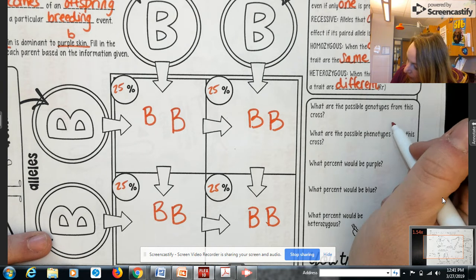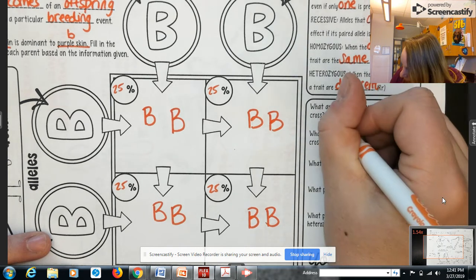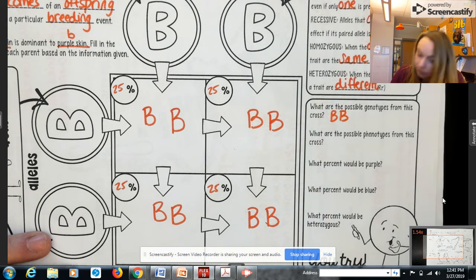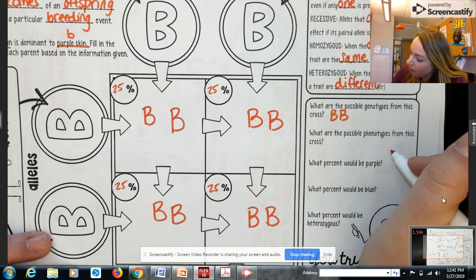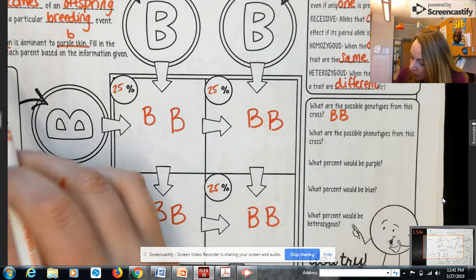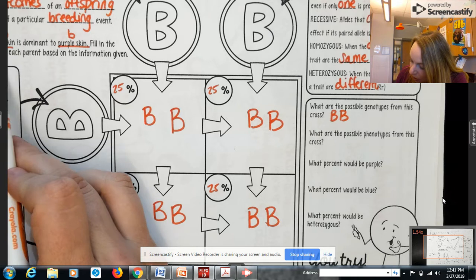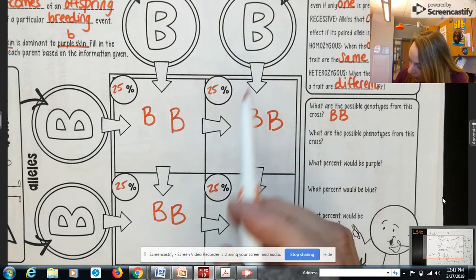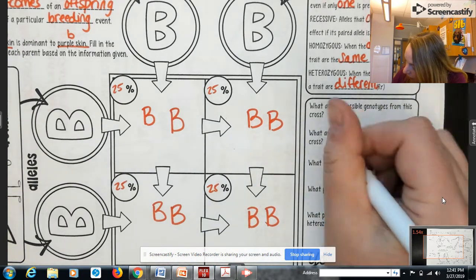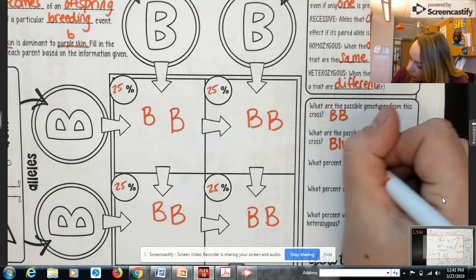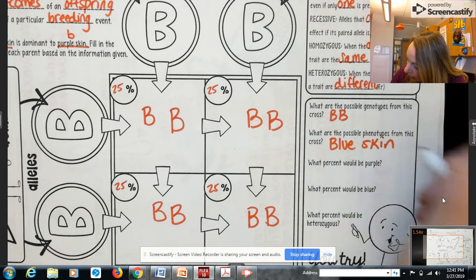So what are the possible genotypes from this cross? We only got big B. What are the possible phenotypes from this cross? Well, if we go back here, we see in this cross, blue skin is dominant. Since we had all dominant, we only could have blue skin.